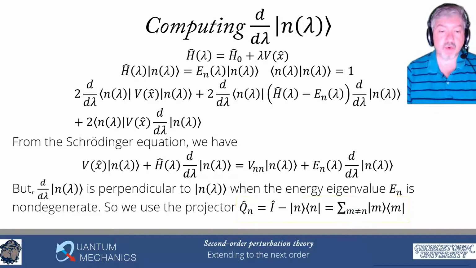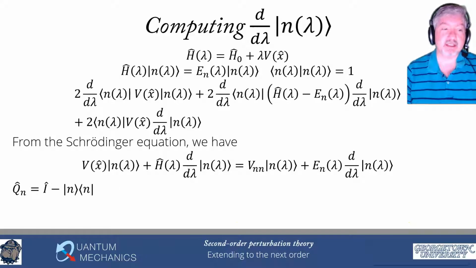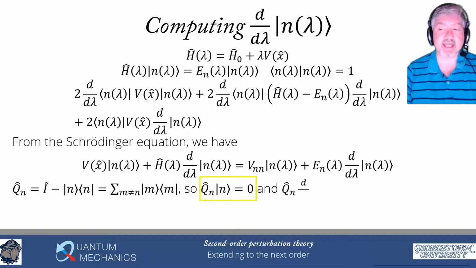And the thing that is important about this is that this Qn operator, when it acts on the state n, gives 0, because it's the identity minus the projection onto the state n. You can just work that out quietly if you want to, using the definition of the Qn. You can verify that Qn acting on the state n is equal to 0.